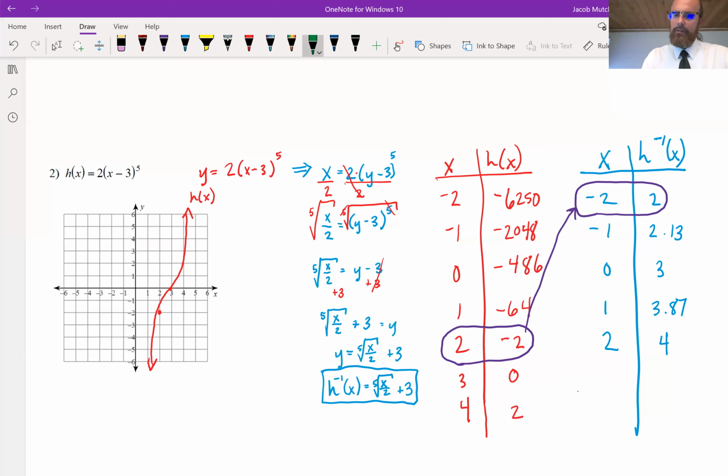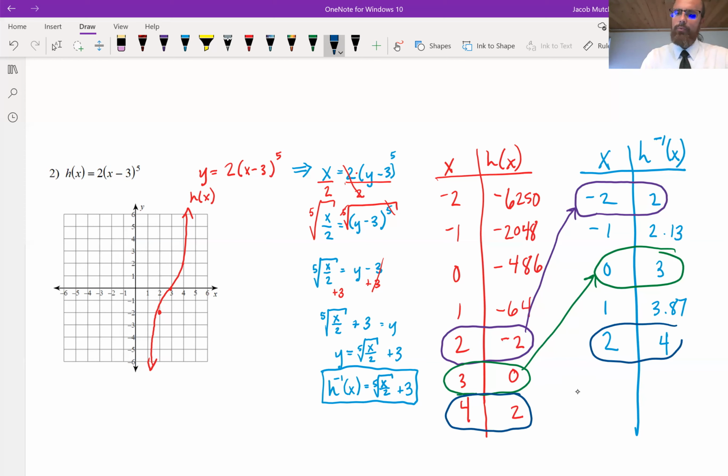Similarly, I've got 3, 0. I've also got 0, 3. I even see a third one here. So the original has the point 4, 2. The inverse has the point 2, 4. So definitely we can see that inverse relationship within the two tables. All right, so now we're ready to graph the inverse.